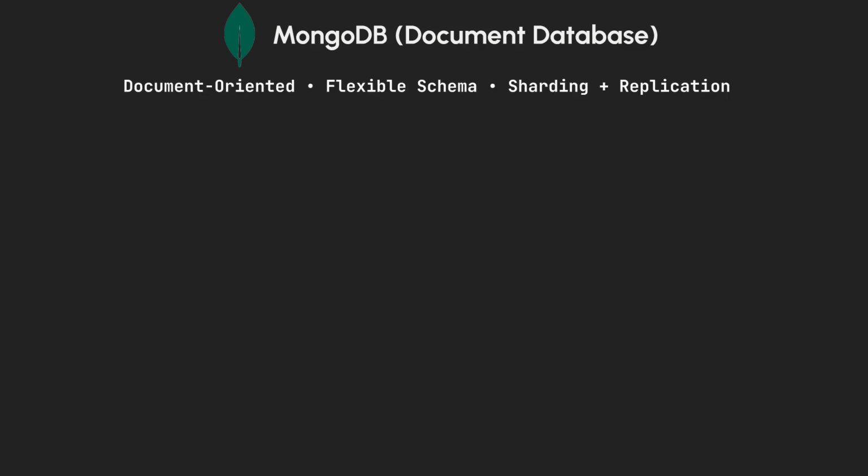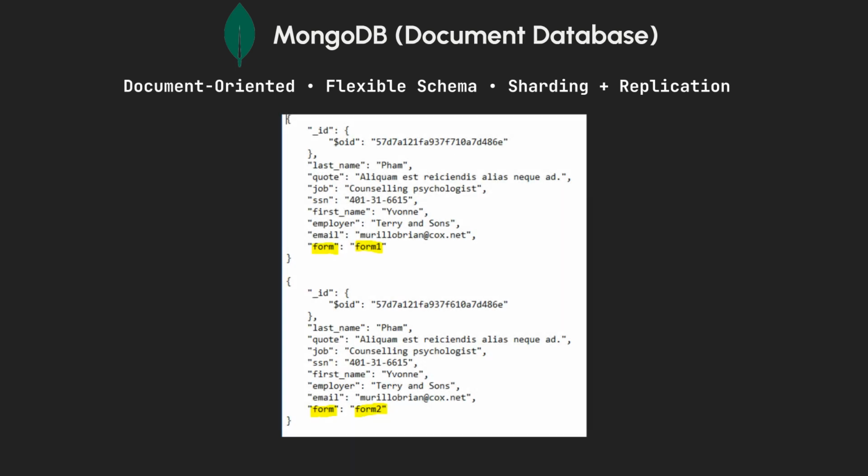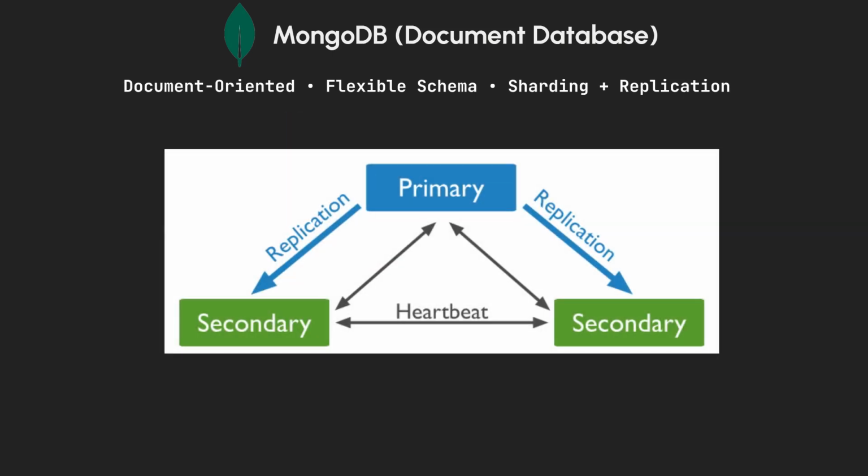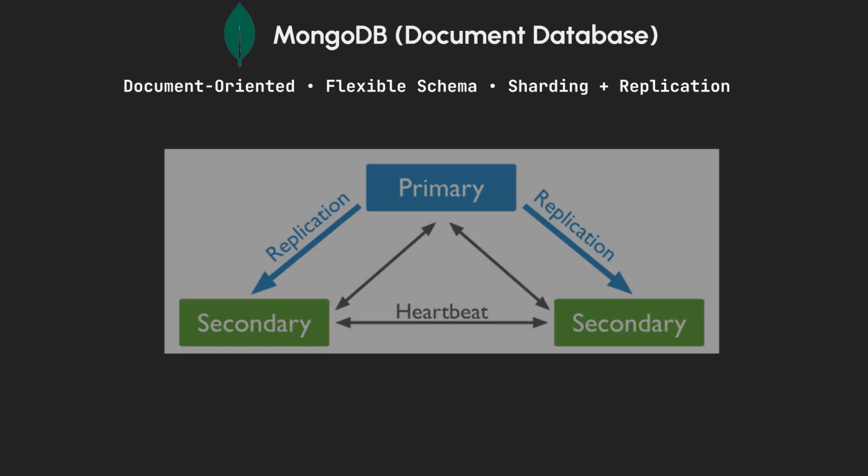Let's go with MongoDB. MongoDB is a document-oriented NoSQL database designed for application-driven data. It stores data as JSON-like documents, allowing flexible schemas that evolve with the product. MongoDB achieves scalability and availability using replication and sharding. Replication is implemented through replica sets, where one primary node handles writes and multiple secondary nodes replicate data asynchronously. If the primary fails, an automatic election promotes a secondary, ensuring high availability.